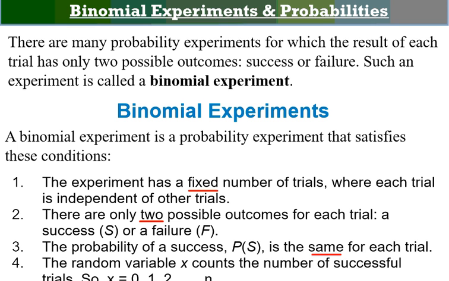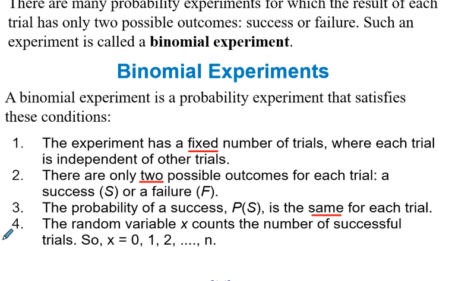Moving forward, we should probably define what a binomial experiment is. So there are many probability experiments for which the result of each trial has only 2 possible outcomes, a success or a failure. Such an experiment is called a binomial experiment. Because these occur so often, they have their own section in our study, and they have their own vocabulary term in the field of statistics. They're called binomial experiments. A binomial experiment is a probability experiment that satisfies the following conditions.